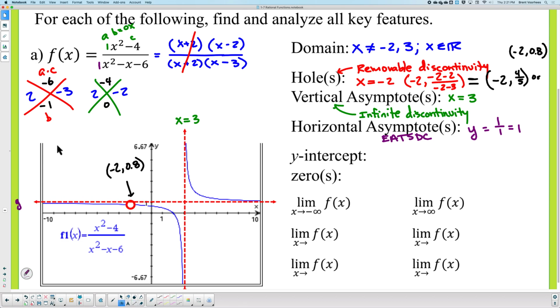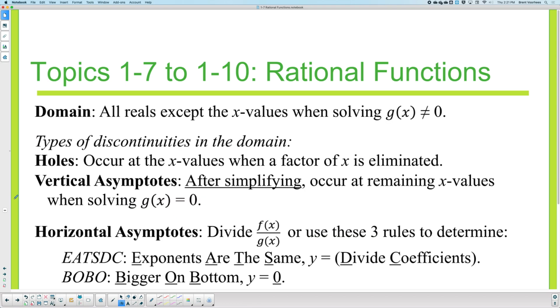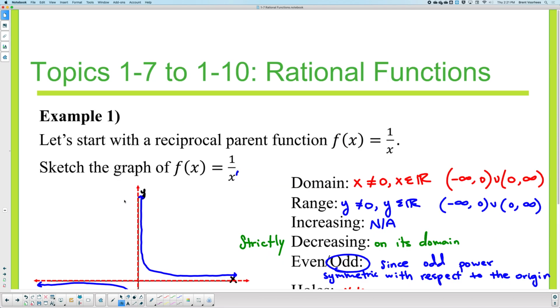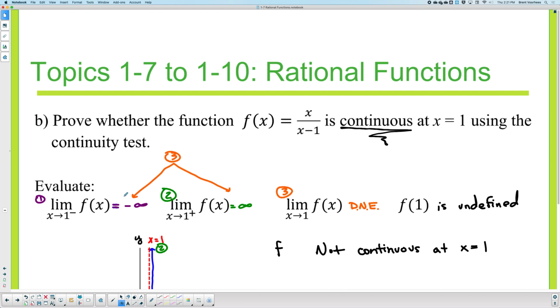Y equals 1. Say that again. Exponents are the same, divide coefficients. By the way, those rules, if this is on the very front of your packet, those acronyms are right here on this cheat sheet. So if you want to look back: exponents are the same, divide coefficients. BOBO is bigger on bottom, y equals 0. And if it's bigger on the top, we will not have a horizontal asymptote. It'll be oblique or slanted. We're not going to get into that for a while, though.